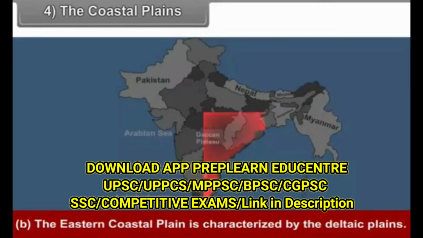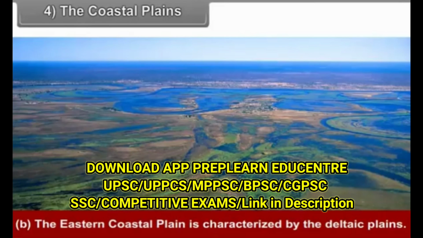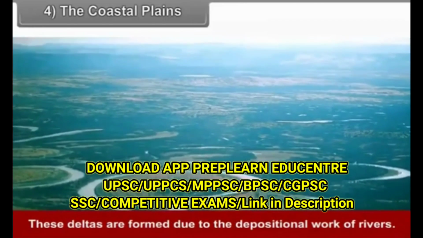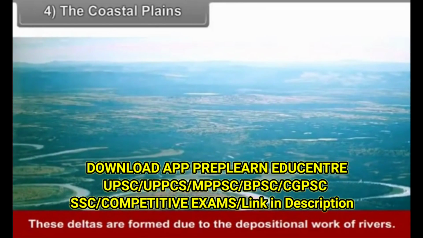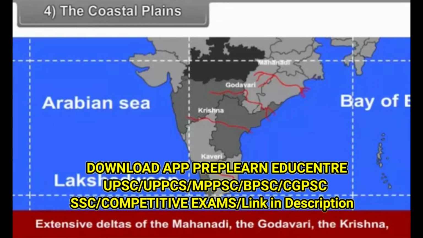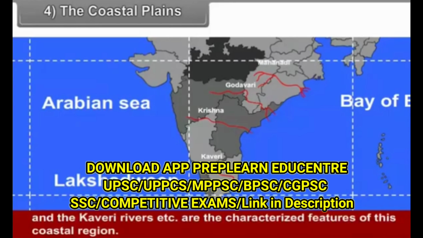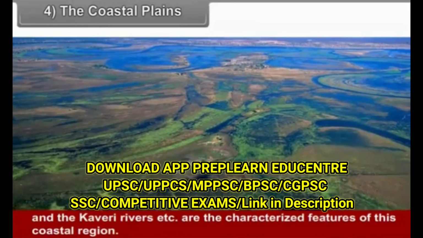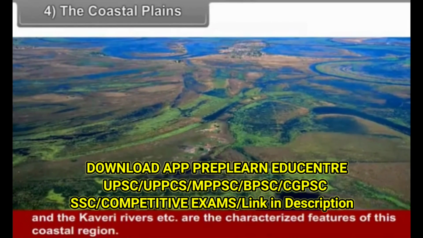The eastern coastal plain is characterized by deltaic plains. These deltas are formed due to the depositional work of rivers. Extensive deltas of the Mahanadi, the Godavari, the Krishna, and the Kaveri rivers, etc. are the characteristic features of this coastal region.